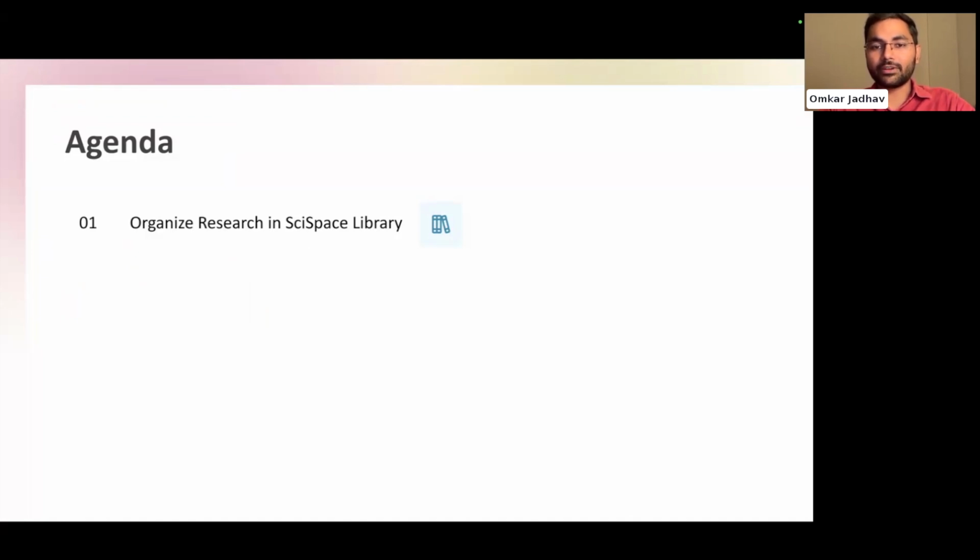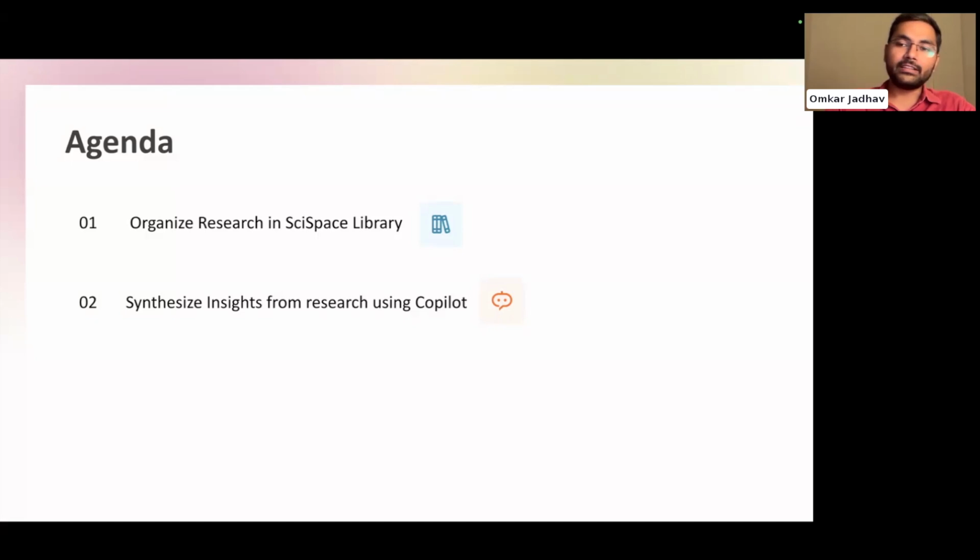Once we have organized our research, we are going to move to the second tool, which is the Copilot. This is a very helpful assistant by SciSpace, which will help you get insights from the research that you have collected. Once you bring all the research into the SciSpace library, Copilot will help you get those data points, locate things, find the relevant research papers, and get answers. That is the second step.